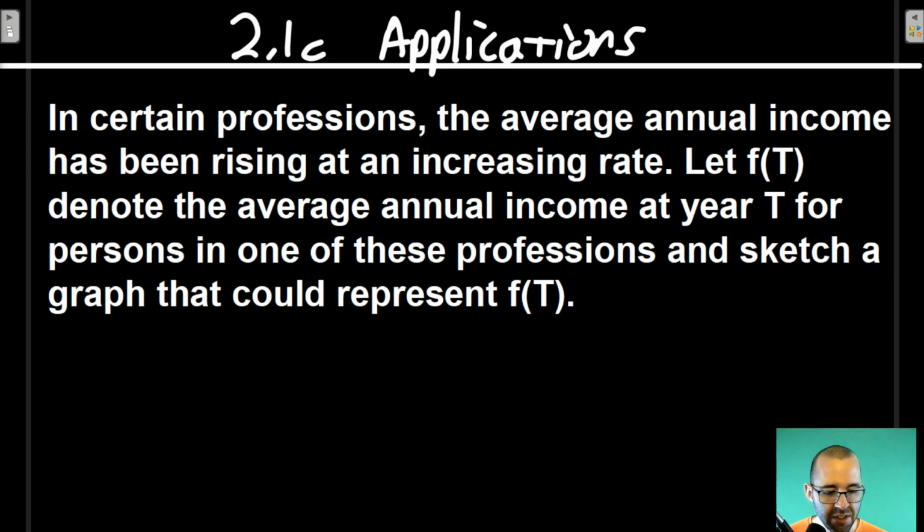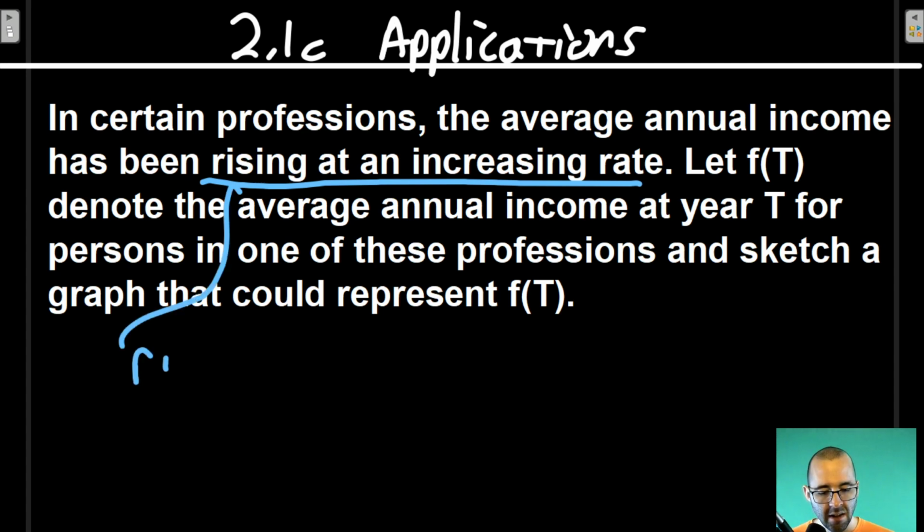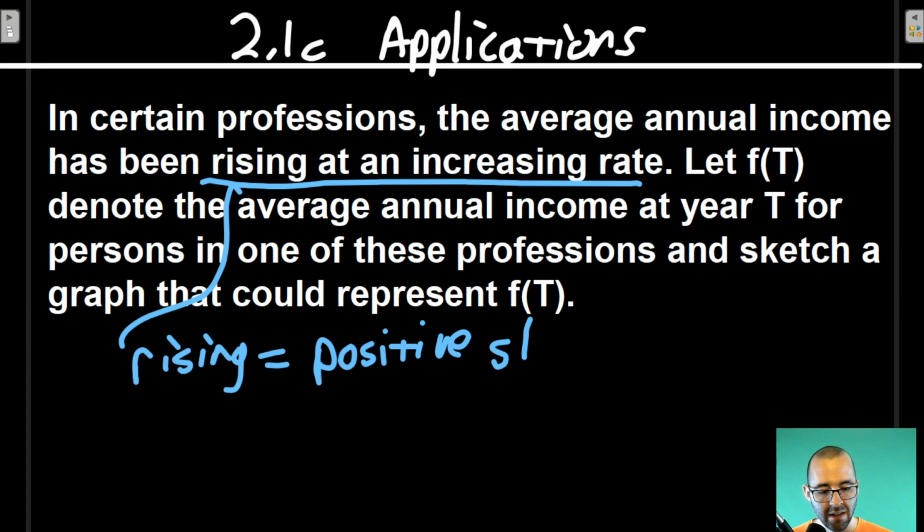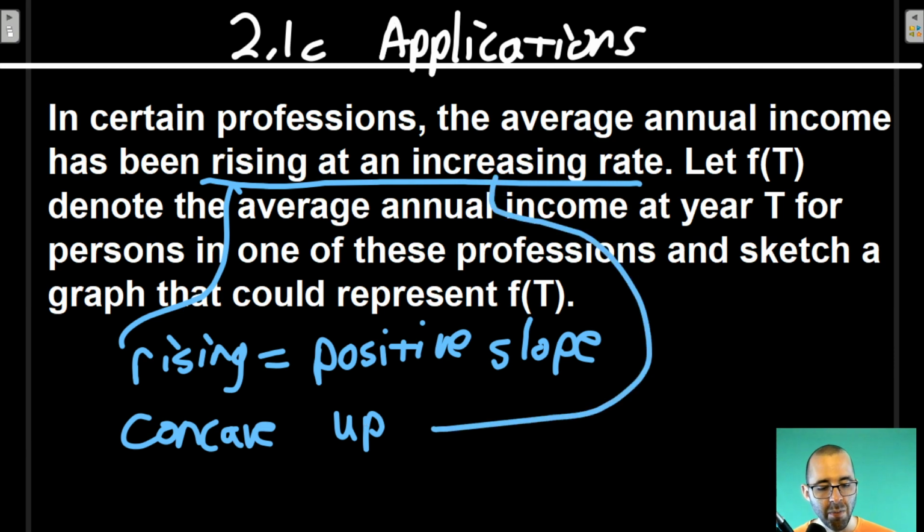So in certain professions, the average annual income has been rising at an increasing rate. That means two things, all right? Rising, right? That means the positive slope, right? It is increasing. When it says rising at an increasing rate, that means the slope is also rising. All right, that means concave up. So rising means positive slope, increasing rate means concave up.